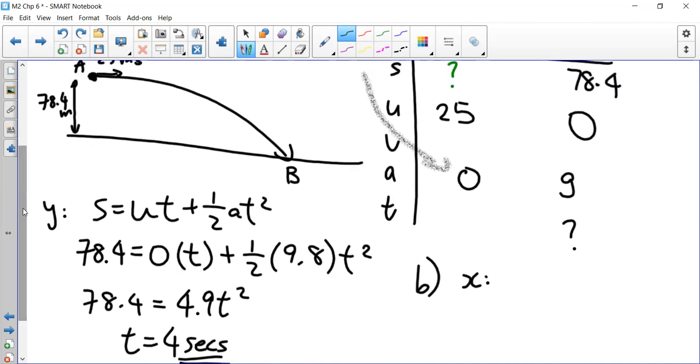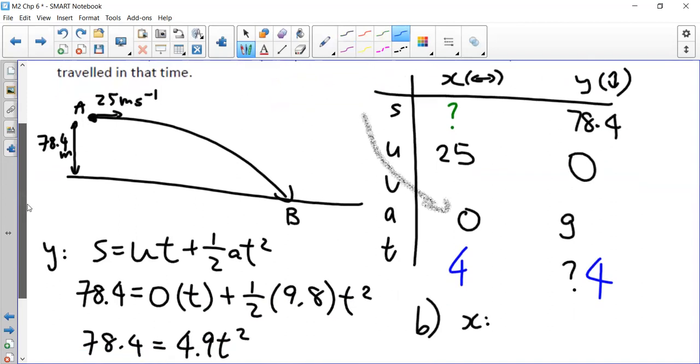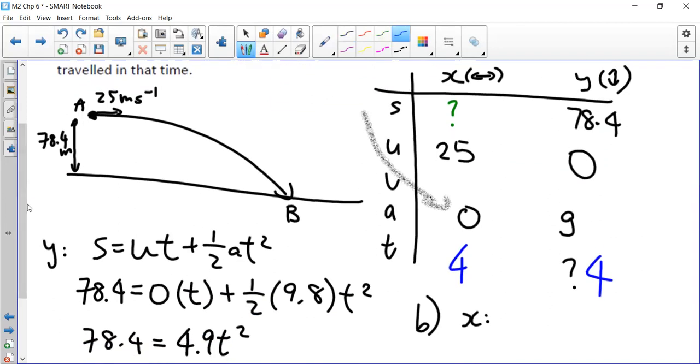I need to use the same formula, because now I know T is 4 from part A. Now, why are the 2 T's the same? Because it takes 4 seconds to travel from point A to point B horizontally, and the same 4 seconds to arrive vertically. So surely the time is always the same.